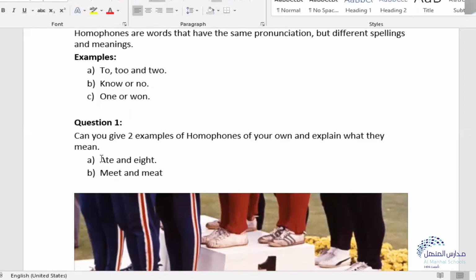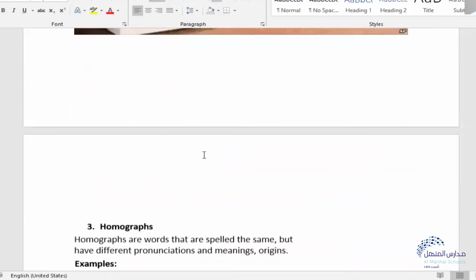The first one we got was ate and eight. Ate meaning the past tense of eating, and then eight is the number 8. The second one was meet, meaning like a meeting or to come together, and the third, meet and meat. Meat is the food that we eat, whether it be chicken or mutton. So meet and meat.